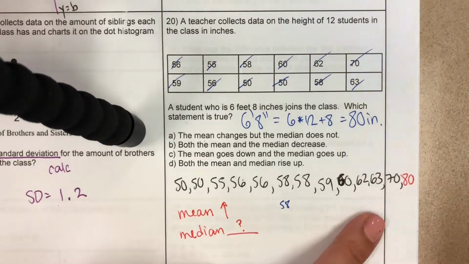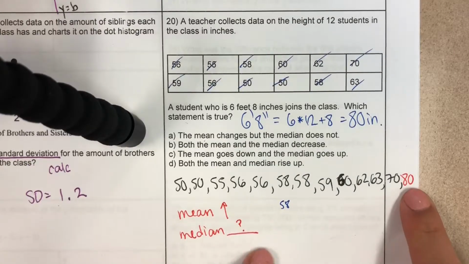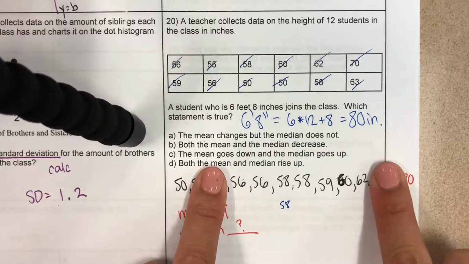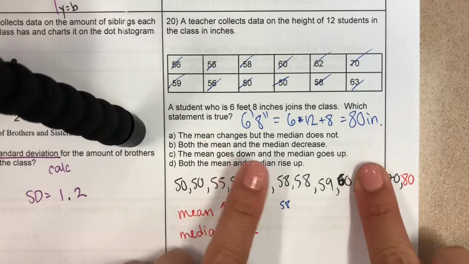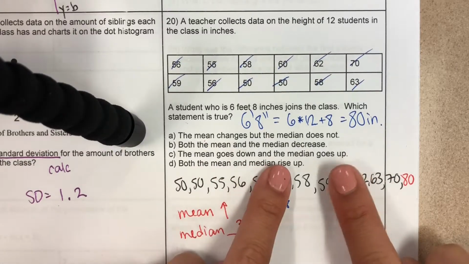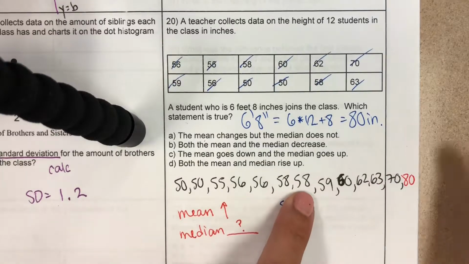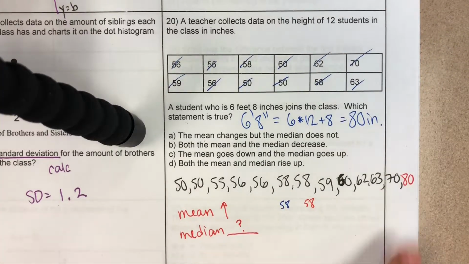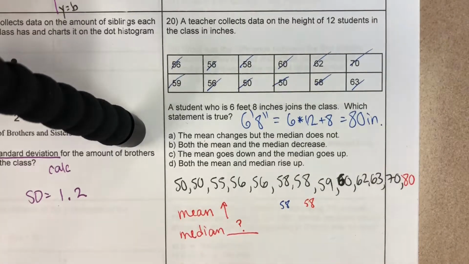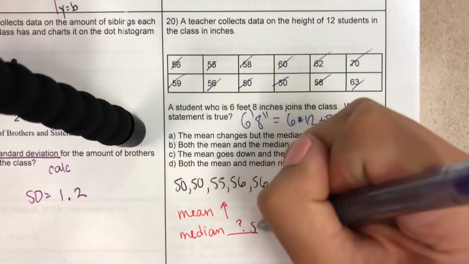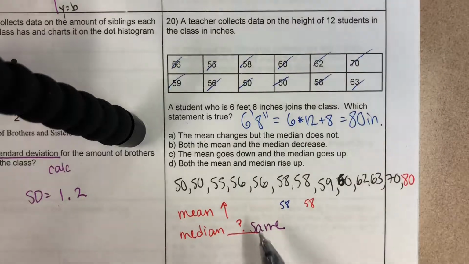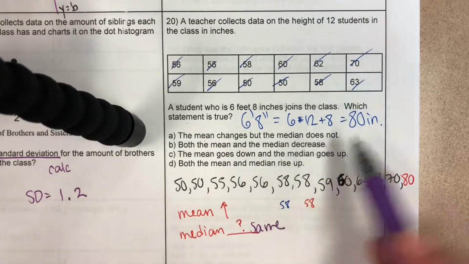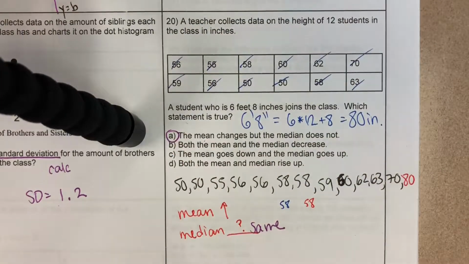So I'll write that down: 58 without the 80. And then if I have the 80 here, let's include it. 50, 80, 50, 70, 55, 63, 56, 62, 56, 60, 58, 59. It's actually still going to be a median of 58 if I have this data point. So the median is going to stay the same. So which one is that going to be? The mean changes, but the median does not. That's going to be the answer right there.